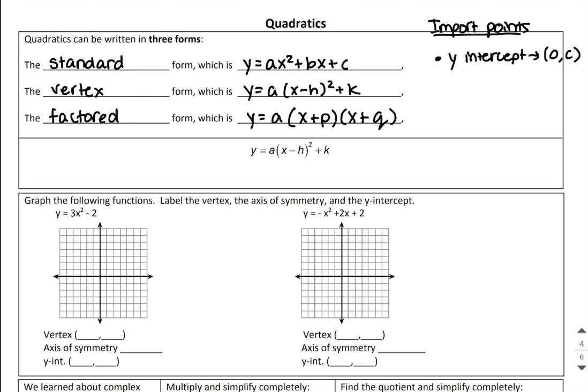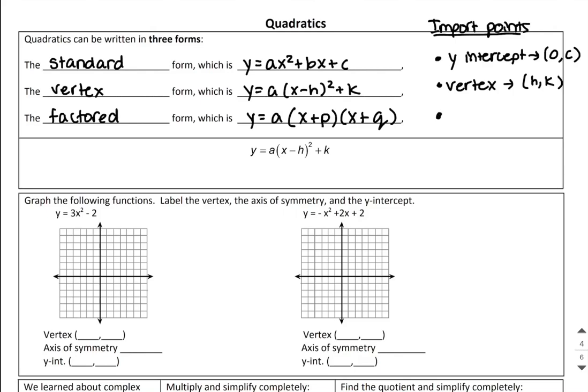The important point for my vertex form, obviously, is the vertex. And that point is going to be (h, k). Whatever I'm subtracting inside of the parentheses is my x value in my vertex, and whatever I'm adding outside is my y value in my vertex.